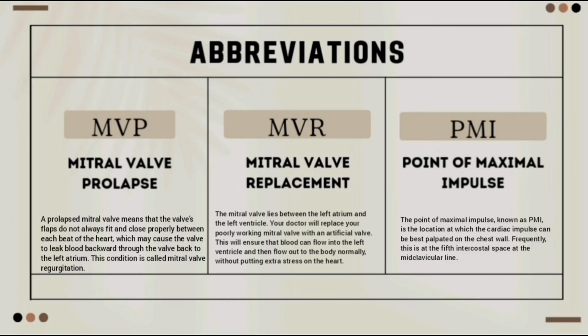Point of maximal impulse. The point of maximal impulse, known as PMI, is the location at which the cardiac impulse can be best palpated on the chest wall. Frequently, this is the fifth intercostal space at the midclavicular line.